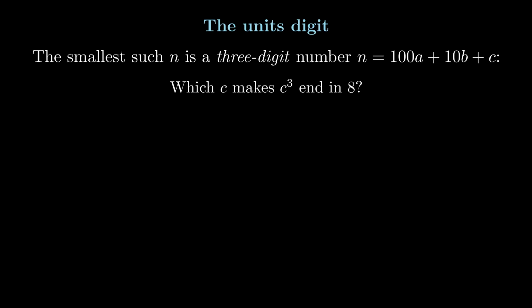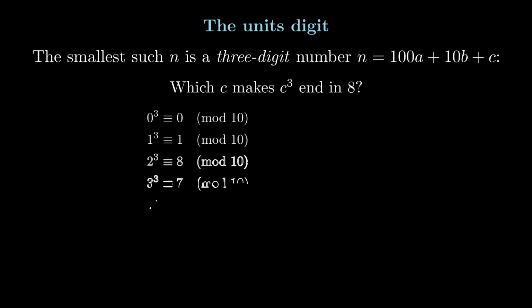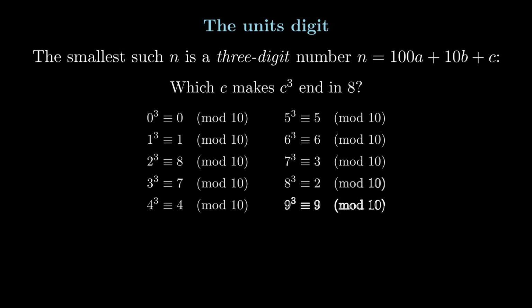Start with the units digit. Which value of c makes c cubed end in 8? Checking the cube of every digit modulo 10, only 2 cubed ends in 8, so c must equal 2.